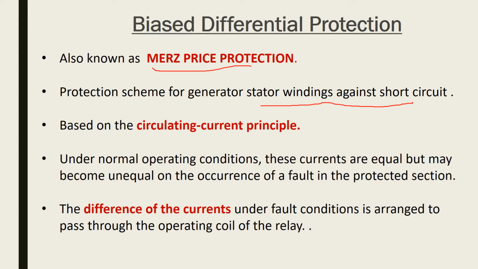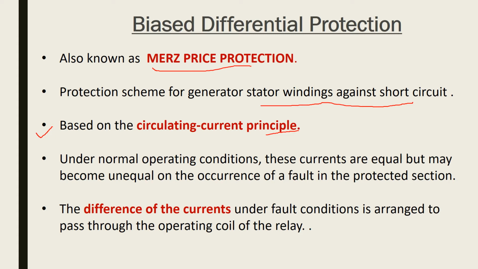Differential protection, as the name suggests, works on the difference of the actuating quantity. Here the relay operates under the difference of the actuating quantity. It is based on the circulating current principle, which states that all the incoming current must be equal to the outgoing current, and hence the sum of the incoming and outgoing current must be equal to 0. If the sum is not equal to 0, a fault has occurred, and this principle is used for bias differential protection.